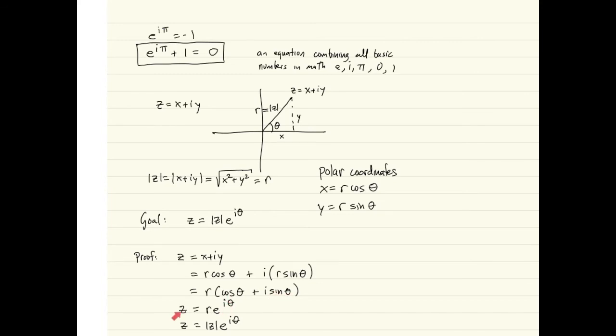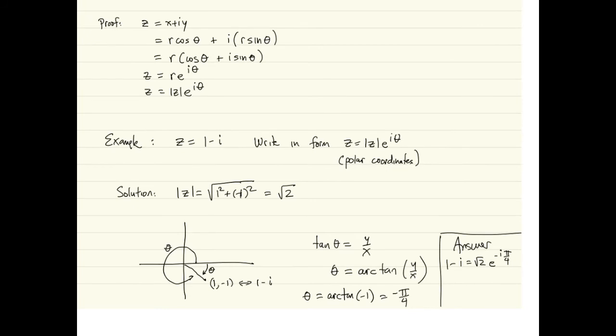Okay, so we get that z is equal to r e to the i theta. This is a very useful formulation, as we'll see. So here's an example. We've got z, this complex number 1 minus i, and the question is simply to write it in the form r e to the i theta. For some reason, I kept writing the absolute value of z. I wish I'd written r e to the i theta here, basically in polar coordinates.